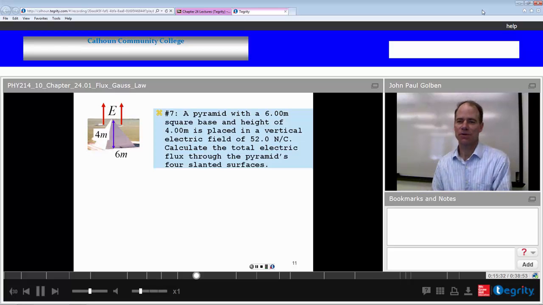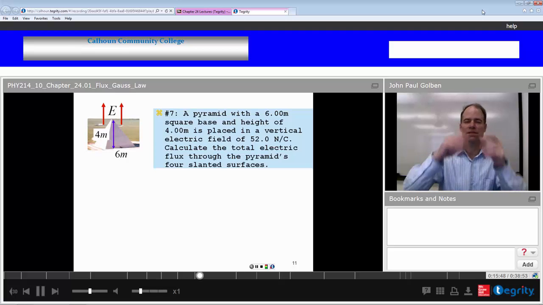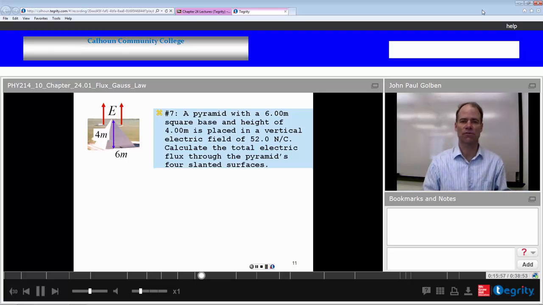A pyramid with a 6-meter square base and a height of 4 meters is placed in a vertical electric field of 52 newtons per coulomb. Calculate the total electric flux through the pyramid's 4 slanted surfaces. So I have a pyramid. It's got 4 triangular slanted surfaces and then a square base. And I want to find what is the electric flux through those triangular slanted surfaces.